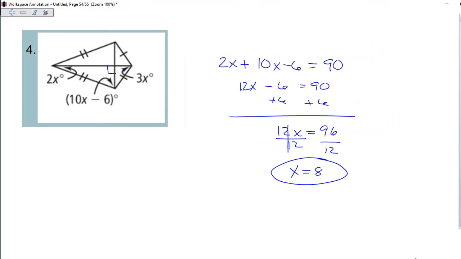So let's look now at number 4. We have a kite here. We know that the diagonals are perpendicular, so there's our right angle. We have a right triangle. So if this is 90, then these two angles right here have to equal 90 as well.